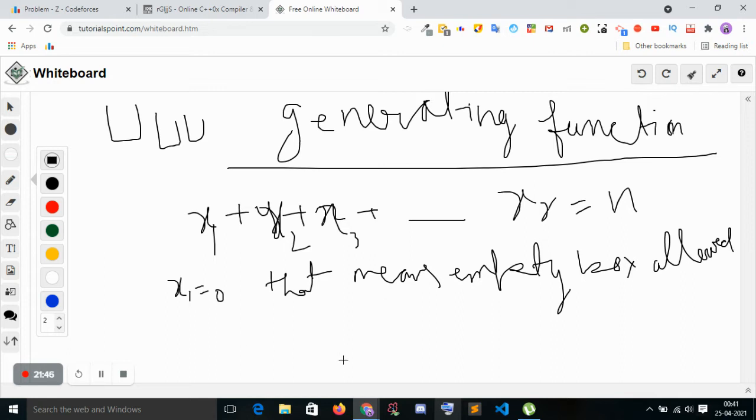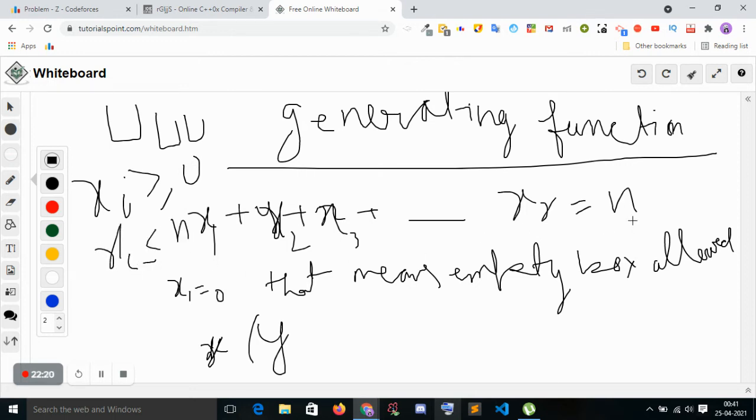So how do I approach it? There is a way to approach this question. I can assume x is a function, and another function y, and the power of y is what we will take. Each xi is greater than or equal to 0, and the maximum limit is n, you can't go above n. The maximum you can put into these boxes sums up to n.